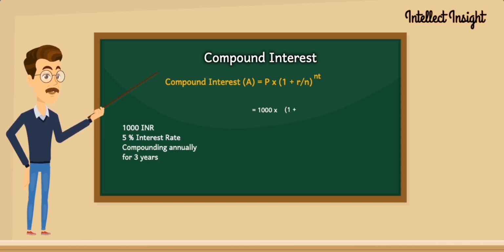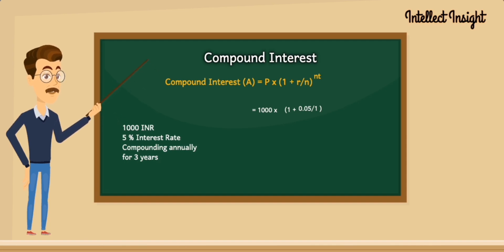You can see 1 plus there is r. r means annual interest rate. So it was 5%, so we can write it as 0.05 and divide by the number of times that interest is compounded per year. For us, it's 1 because it is compounded only one time. Then bracket close, and n times t is again the same.